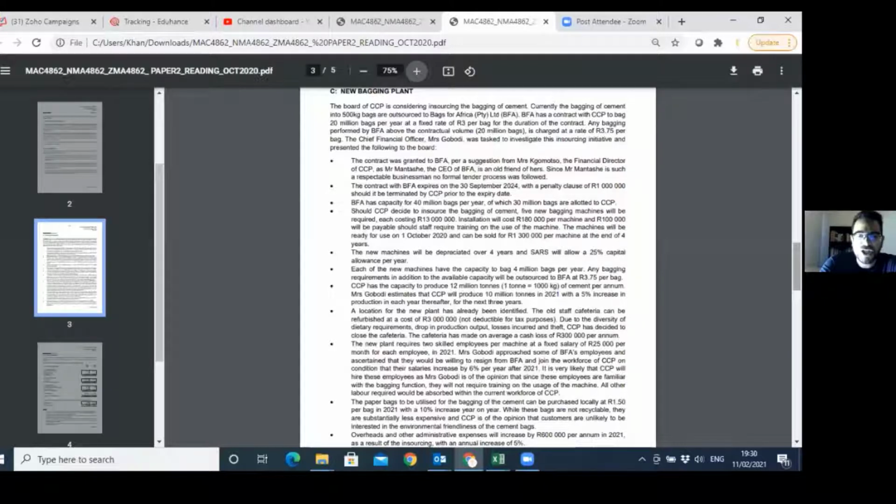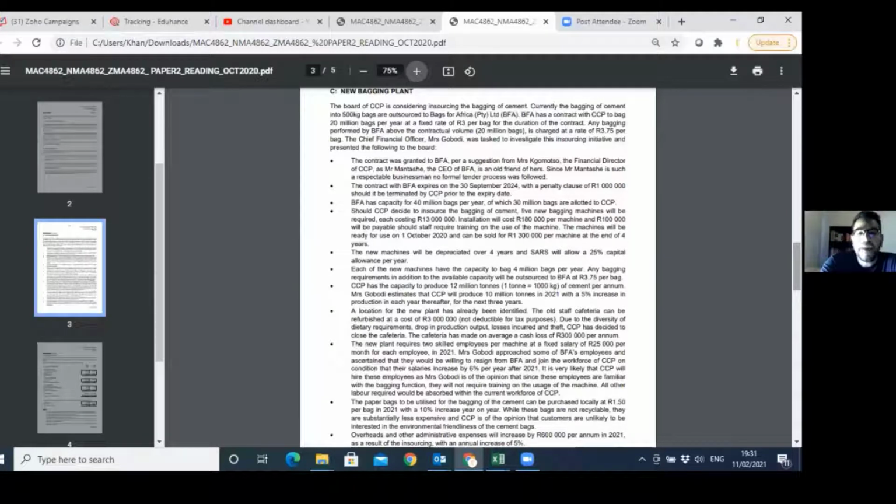Each of the new machines has the capacity to bag 4 million bags per year. Any bag requirements in addition to the available capacity will be outsourced to BFA at $375 per bag. So each machine can bag 4 million bags. There are 5 machines, so all 5 machines will allow 20 million bags per annum. The moment CCP requires more than 20 million bags, that excess above 20 million will have to be outsourced to Bags for Africa.